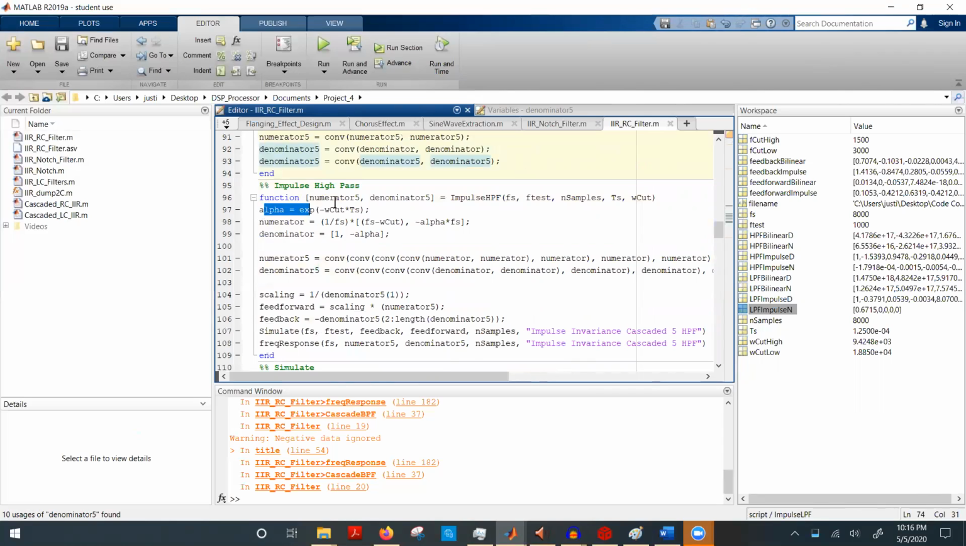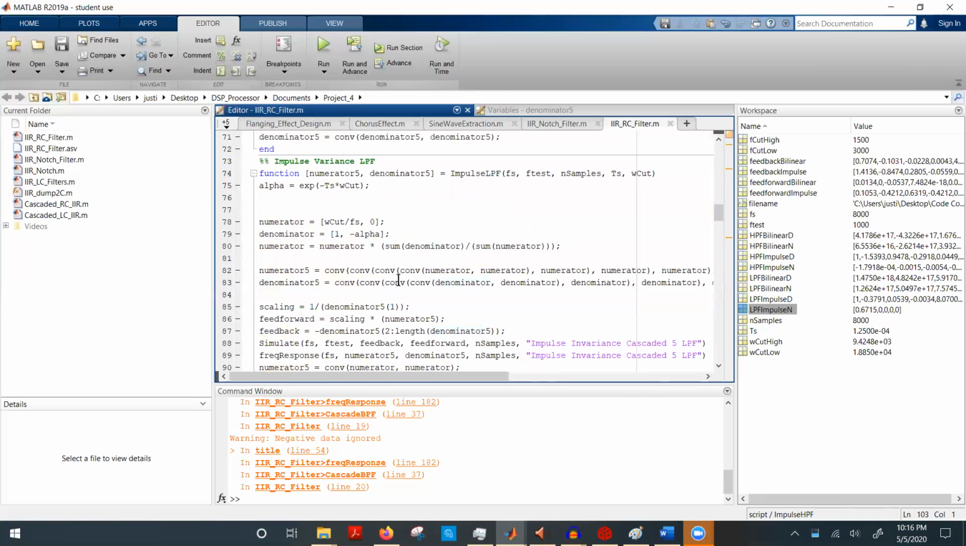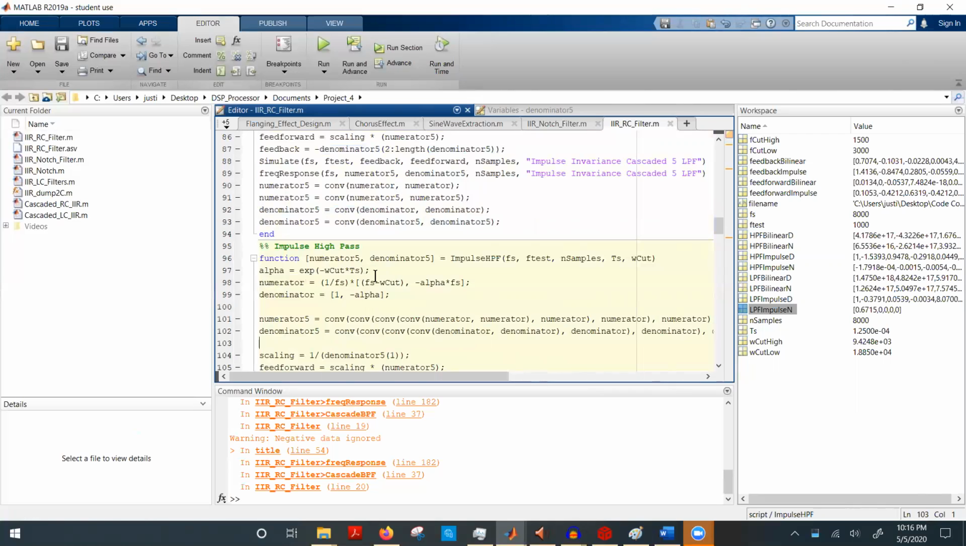I have this alpha in here, and then these are the coefficients, and I perform the convolution a number of times to multiply the filter by itself to get the higher order filters. But I will not be using this because this does not scale correctly.